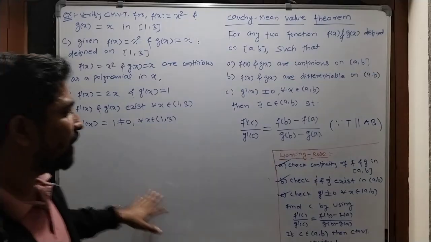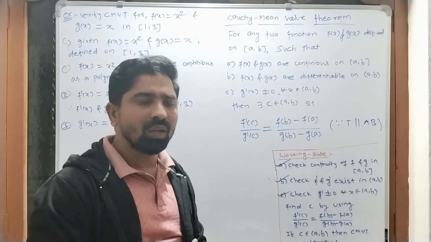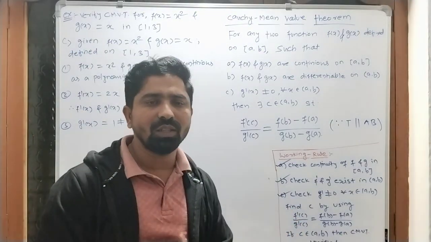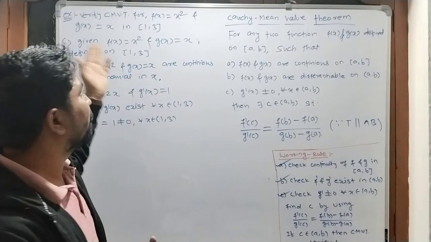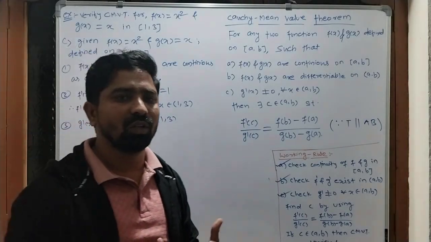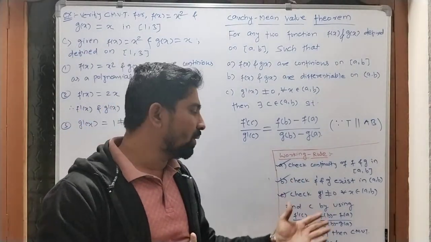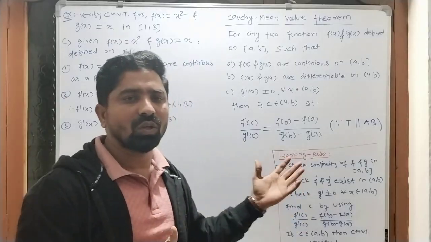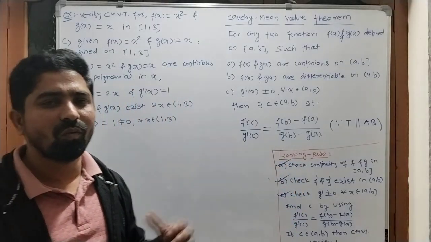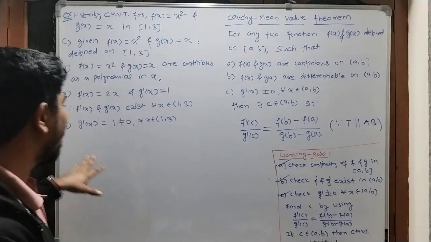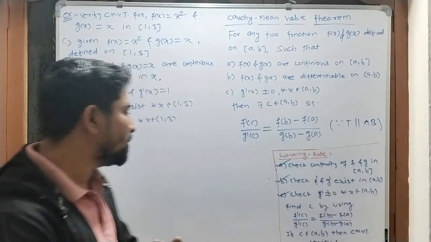Now we have to find the value of c by using this formula. If this c belongs to this open interval (a, b), then we can say the given functions f and g verify the Cauchy mean value theorem. If c does not belong to this open interval (a, b), then we can say the Cauchy mean value theorem is not applicable for these functions f and g. Now I will find the value of c by using this formula.